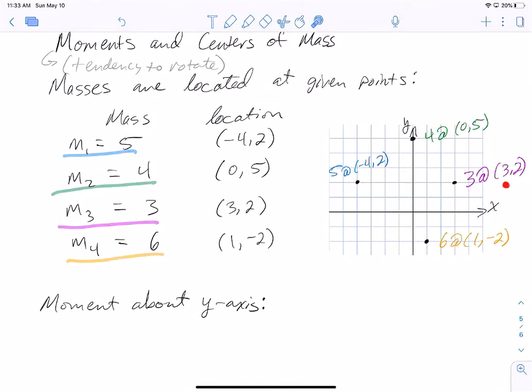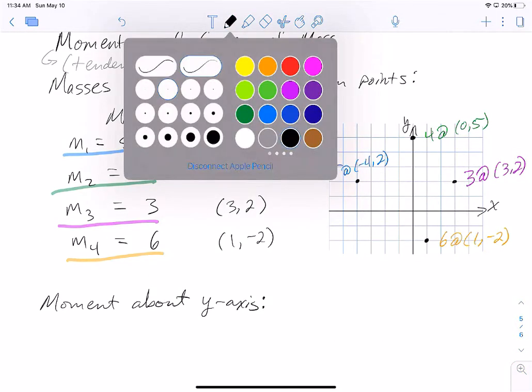And then we've got this other mass over here, a mass of 3 at the point 3, 2, and it's 3 units away from the y-axis. If those were the only two that we had, then they would be fighting each other, and this system would want to flip either towards the second quadrant or towards the first quadrant. Incorporating now that we have a mass of 6 at 1, -2, we're now 1 unit to the right of the y-axis, and so it seems like maybe this 3 and the 6 are going to add together and want to flip the system over toward the right side, like toward the positive x-axis. But we're not sure that that's actually the case.